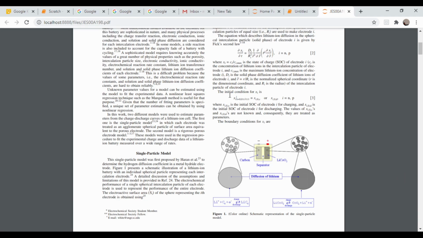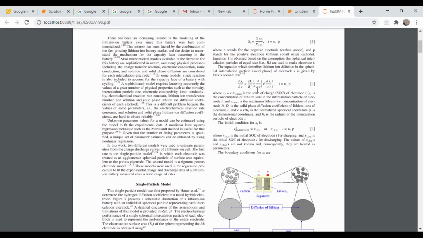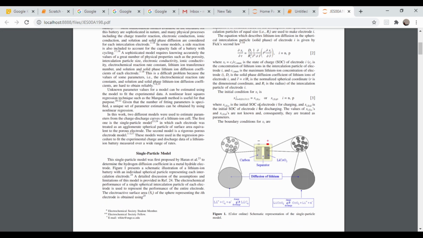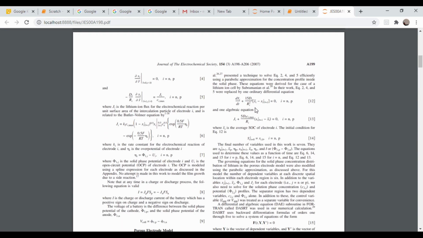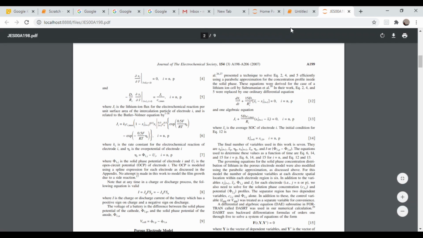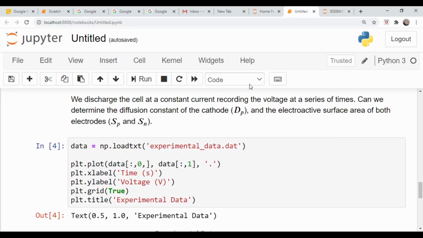But this paper goes a step further and tries to come up with an approximation, an algebraic, an ordinary differential equation to approximate the lithium concentration in each of these particles. So we're not going to go through the derivation. It's not even entirely done in this paper, but the boundary conditions are related to the ion flux, which is related to the current, and there's a bunch of other coupling equations. So let us go over to a notebook and let's look at what we are going to deal with here.